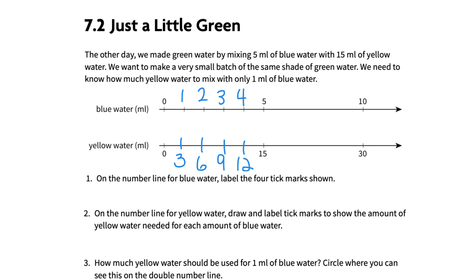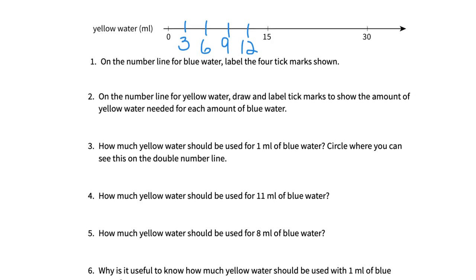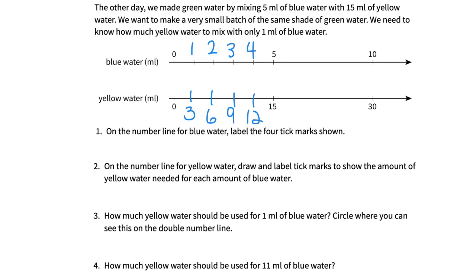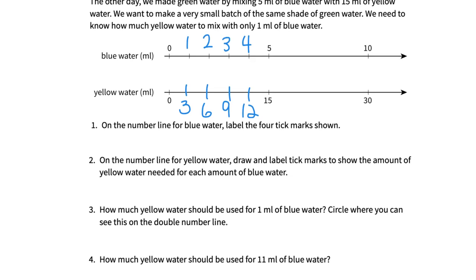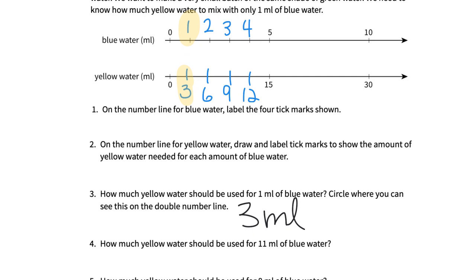All right, so number 3, how much yellow water should be used for 1 milliliter of blue? So if you have 1 milliliter of blue, how much yellow? That's going to be right here. And I can see that if we have 1 ml of blue, we're going to need 3 mLs of yellow. And then question 4 says, how much yellow water should be used for 11 milliliters of blue?